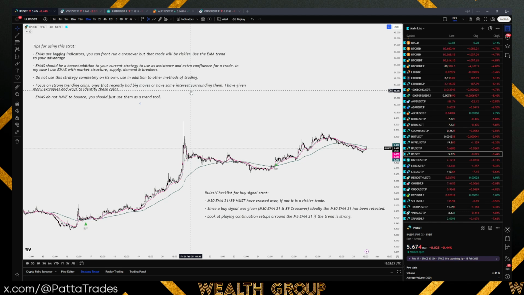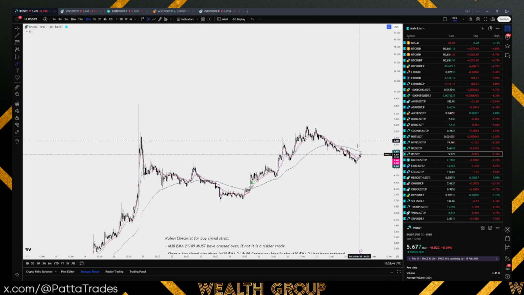But it's a lot riskier when doing that. So for example, you can see on IP right now, we have a buy signal. And again, here we haven't actually got the buy signal yet. You could, in fact, if there was a setup here that you liked, front run the buy signal. But as of right now, we can clearly see price is trading underneath the EMA 89 still.